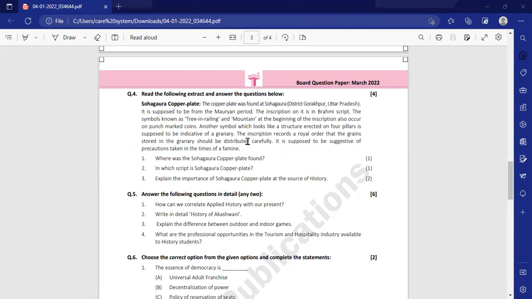So read it carefully. First, what happens is that reading it takes so much time. So before reading the passage, you should read the questions first.